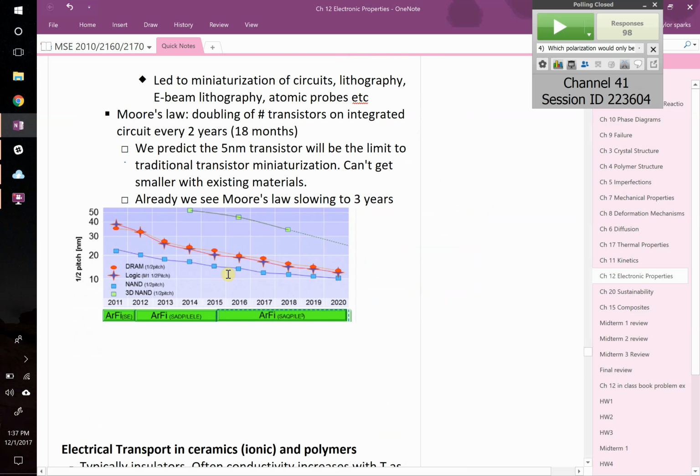Here's a chart. Oh yeah, right here. So this is the half pitch. That has to do with the size of a transistor as a function of year. And every year we just move these things smaller and smaller and smaller.